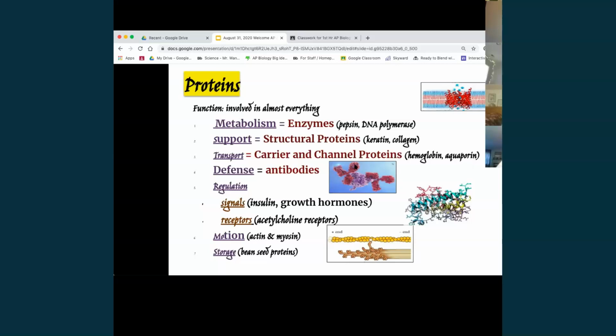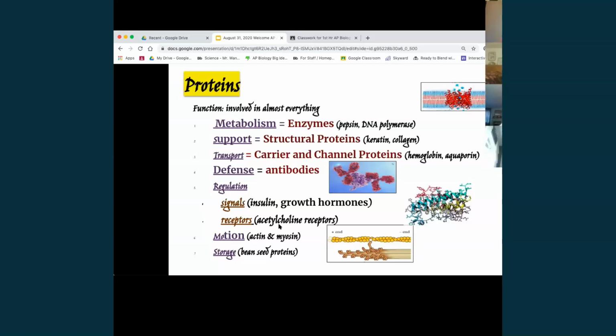Antibodies, with this characteristic Y structure, serve in defense against foreign substances in our body. Proteins play a big role in regulation, and the AP loves things related to regulation and cell signaling. So when we get into that, we're going to be talking about the receptors and the signals, like hormones, like insulin, and receptors like acetylcholine on your muscle cells.